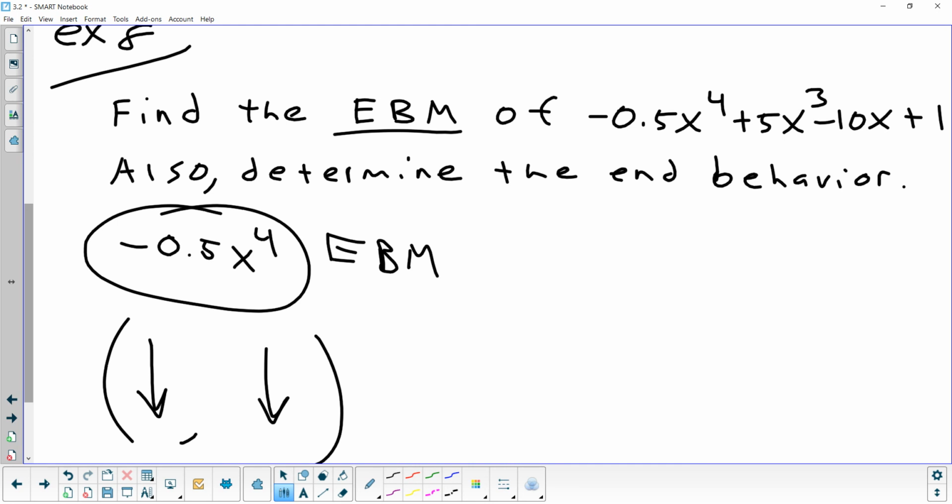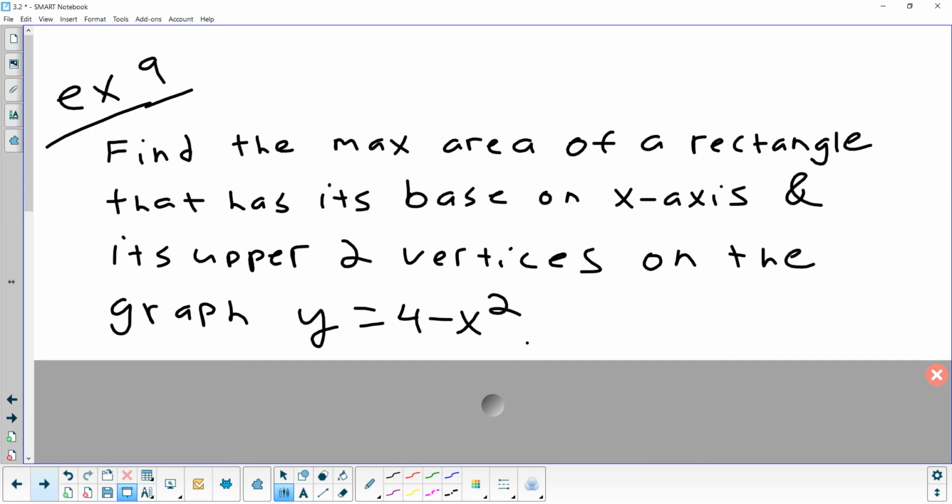All right, let's look at our last question. So it says, we do a lot of these kind of rectangle variation problems. Find the maximum area of a rectangle that has its base on the x-axis and its upper two vertices on the graph y equals 4 minus x squared. I'm just going to have to think about that a little bit.